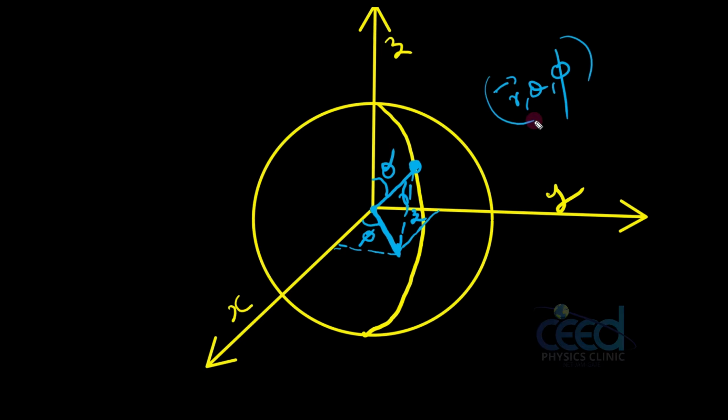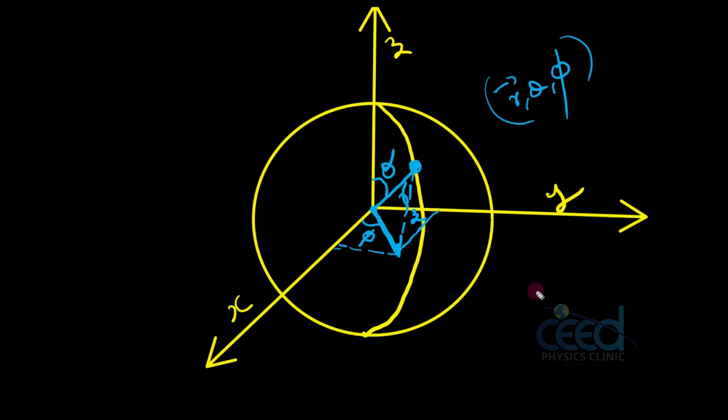Now we can measure in terms of the Cartesian system. In terms of Cartesian coordinates, I can convert r, theta, phi into Cartesian coordinates. How can I define x, y and z in terms of these spherical polar coordinates? Next we are looking at that.